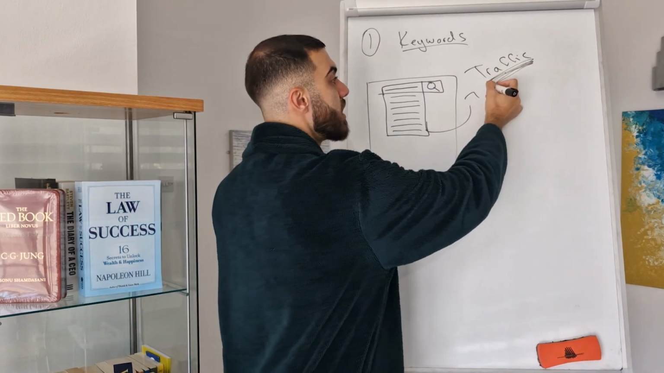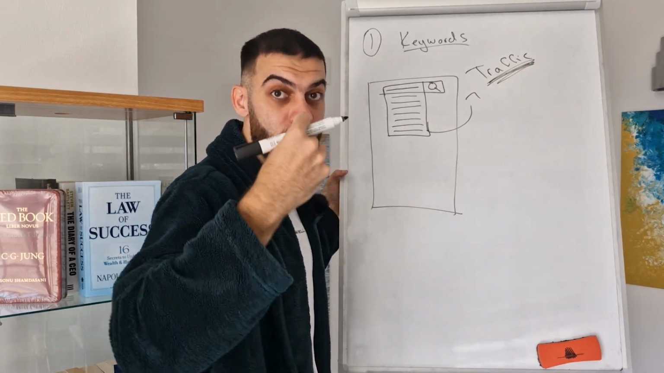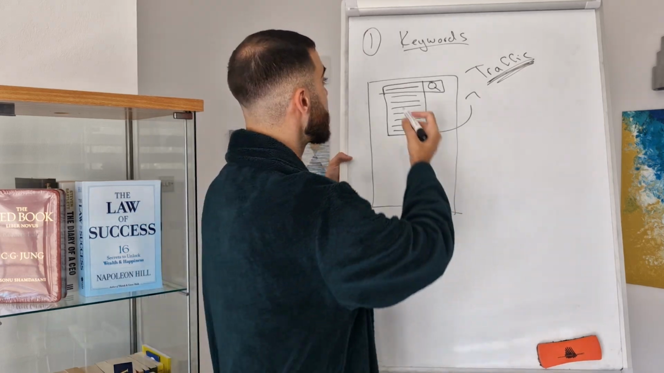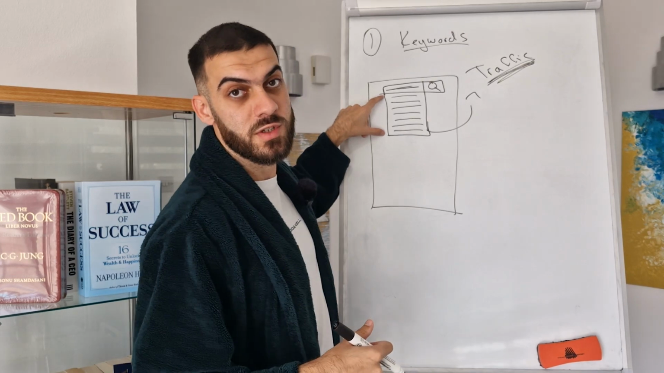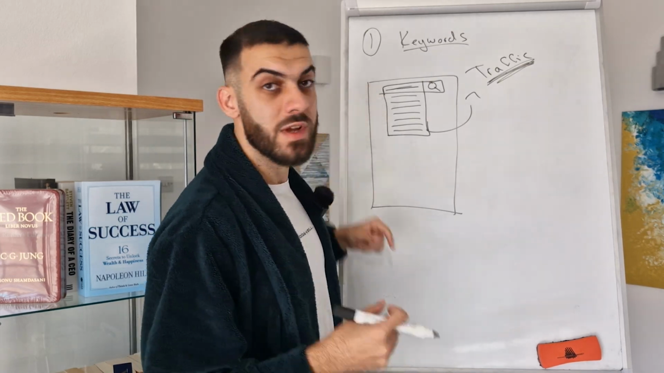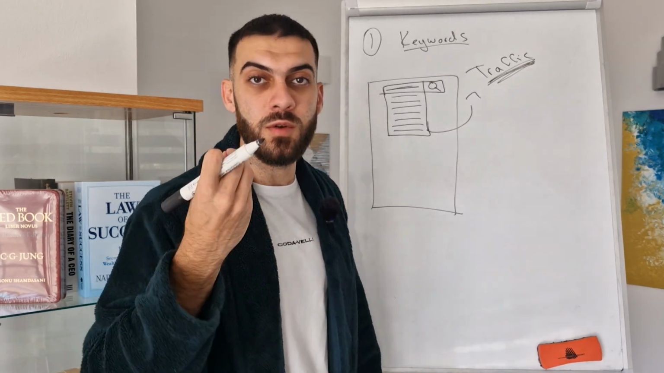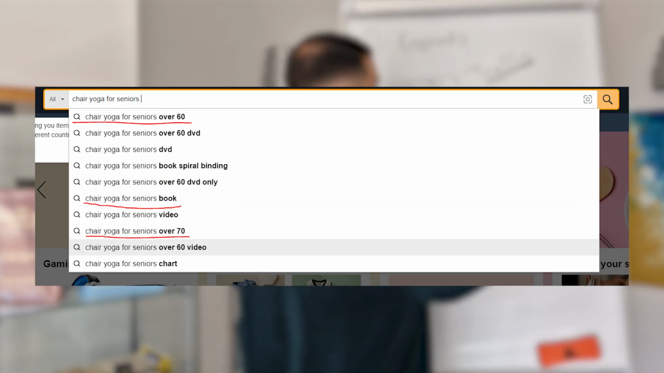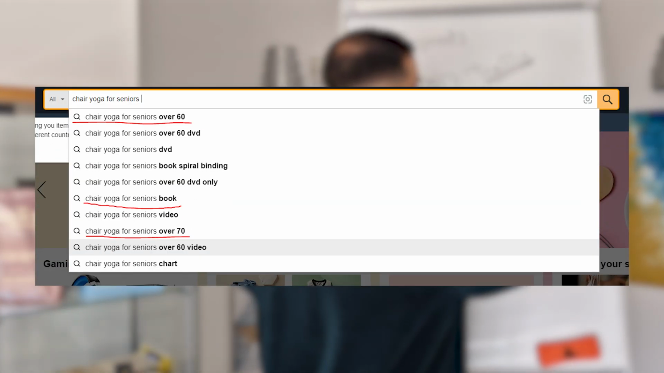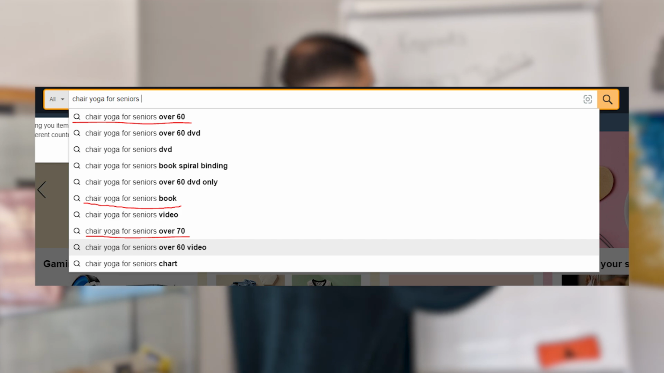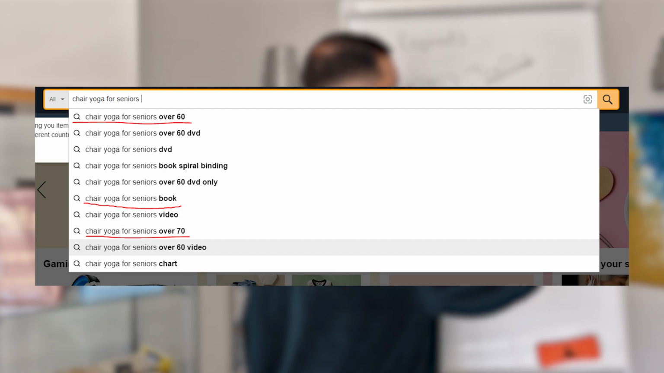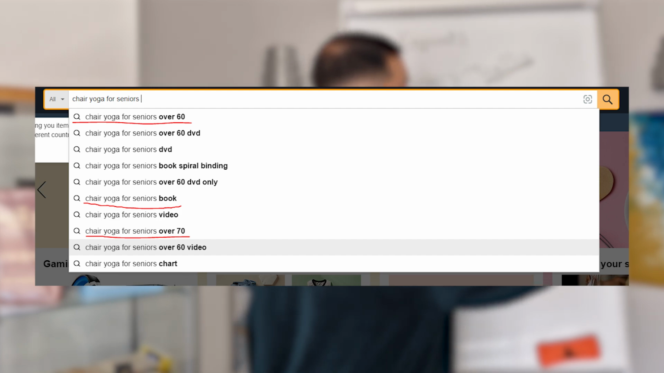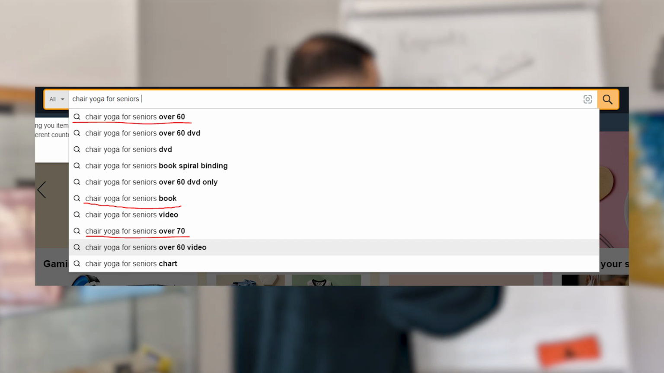So now we know which keywords have traffic and we know which keywords we want to target, we want to find them. So I'm going to type in chair yoga for seniors and a bunch of autocomplete searches are going to pop up. Now from these searches, I want to pick the most hyper relevant ones. So in this example, we have chair yoga for seniors. Then we also have chair yoga for seniors over 60. And we also have chair yoga for seniors over 70. Obviously, if our book is appropriate for over 70, we're going to target over 70. And we also have chair yoga for seniors book.